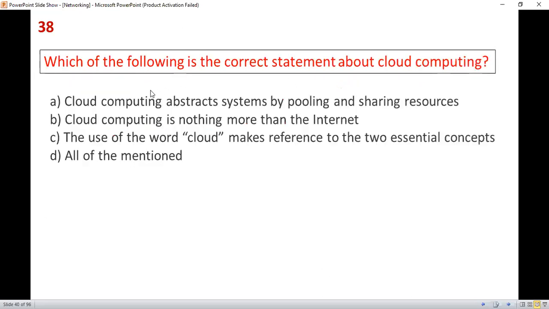Okay, the next question: which of the following is the correct statement about cloud computing? The first option: cloud computing abstracts systems by pooling and sharing resources. The second option: cloud computing is nothing more than the internet. And the use of the word cloud makes a reference to the two essential concepts.